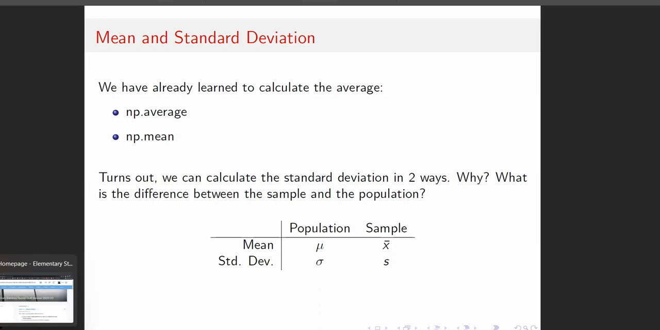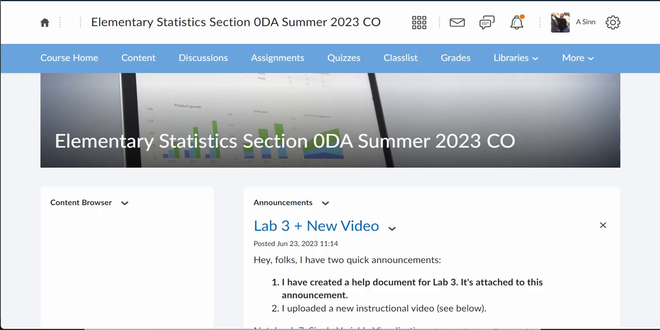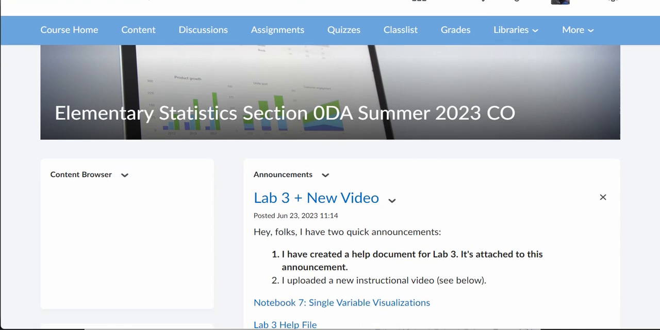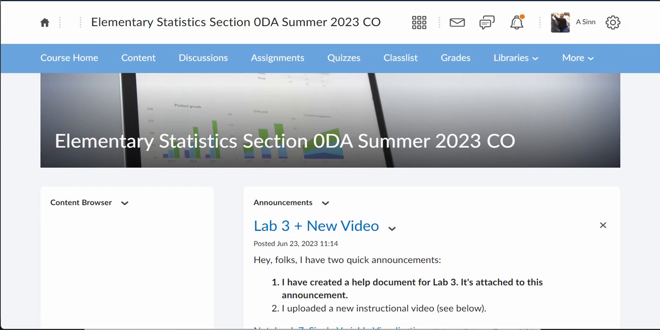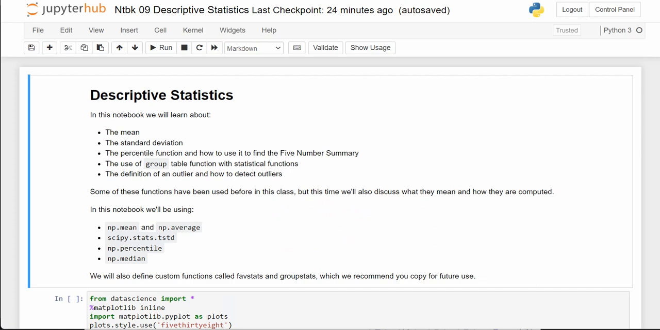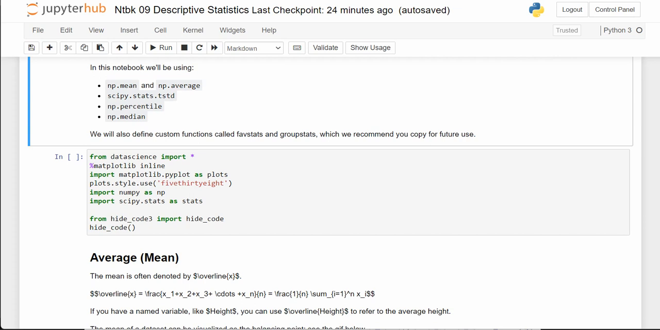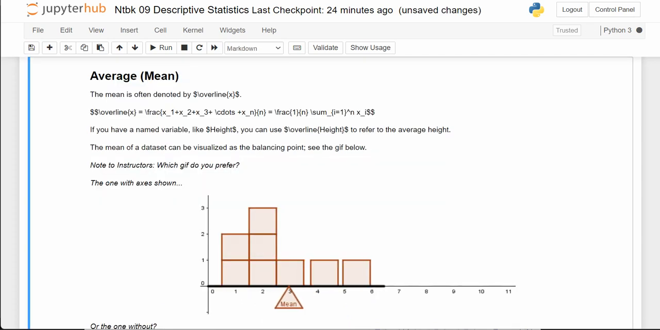Okay, so let's jump into the notebook. Let me pause the video and get D2L. Okay, I got D2L awake, and so here is Notebook 9, Descriptive Statistics. So let's go ahead and run the initialization code.